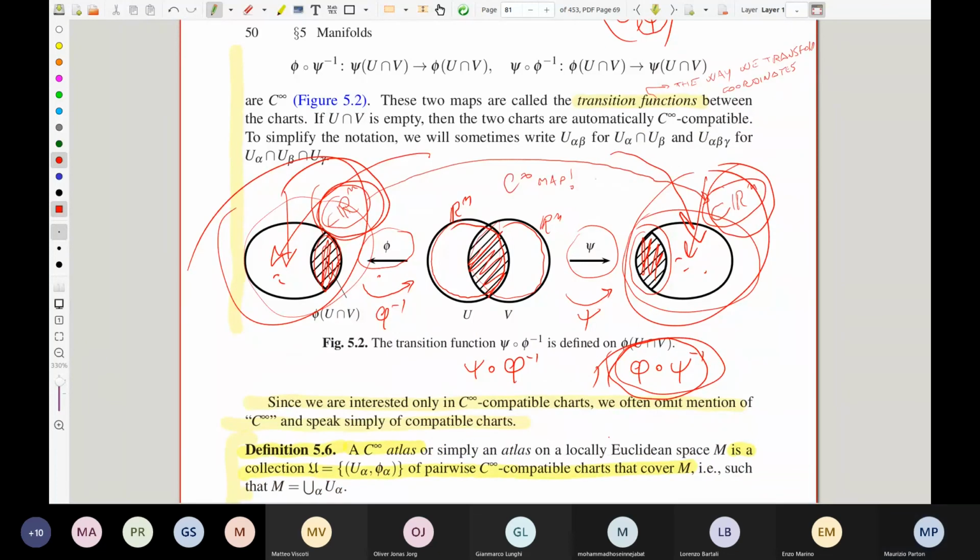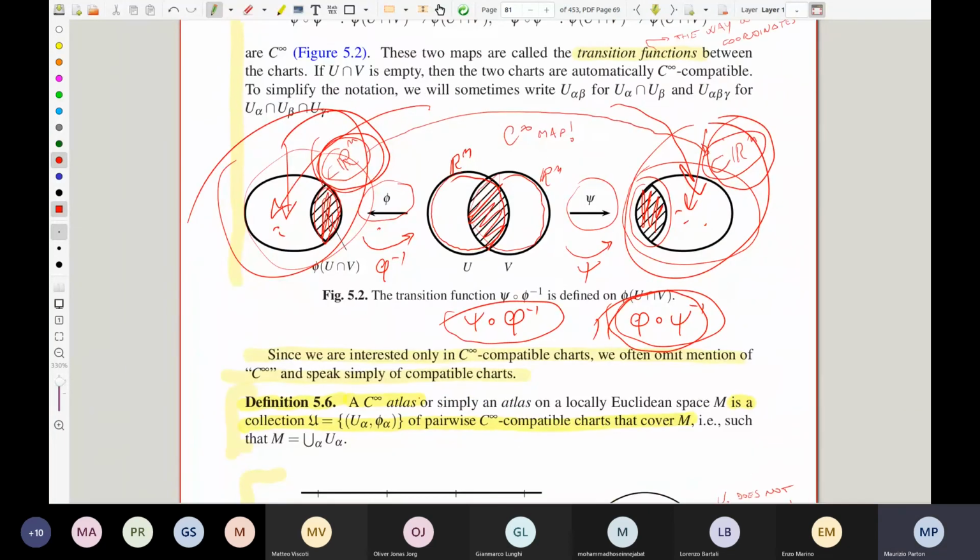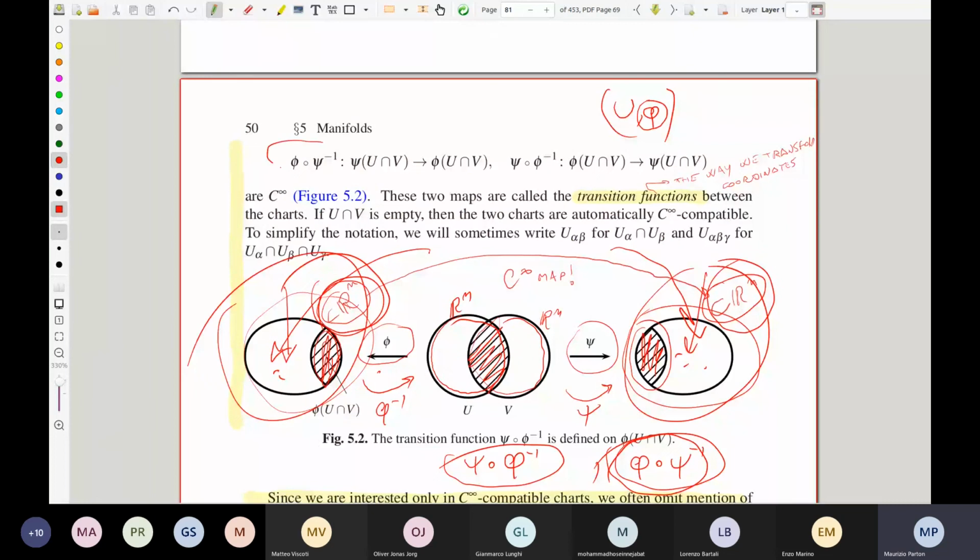Then, in order to introduce differentiability in the topological manifold, we just ask that these maps are C infinity. So we ask that these maps are C infinity on the domain. This map is C infinity here on U intersected V, and so on. This map is C infinity here. Does it make sense, C infinity? Yes, these are subsets of Rn. This is the point: everything is in Rn, so you know what C infinity means.